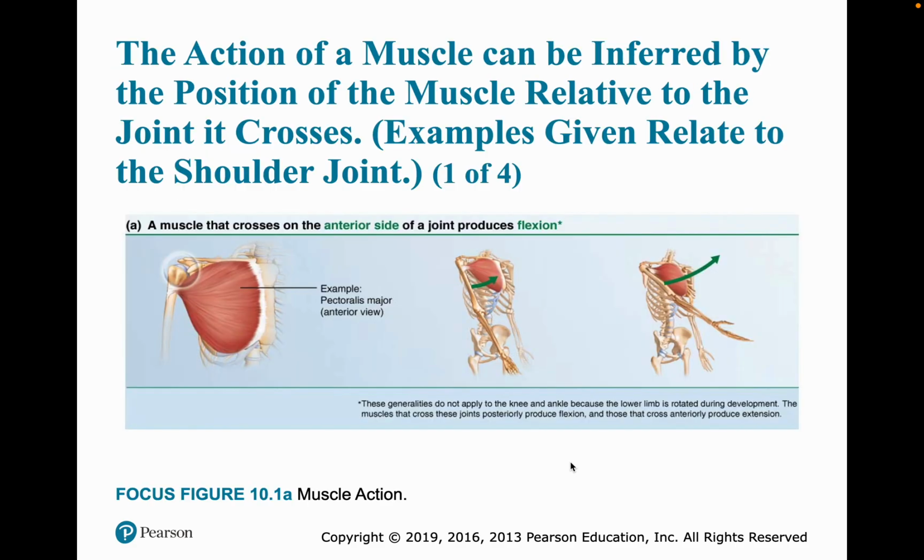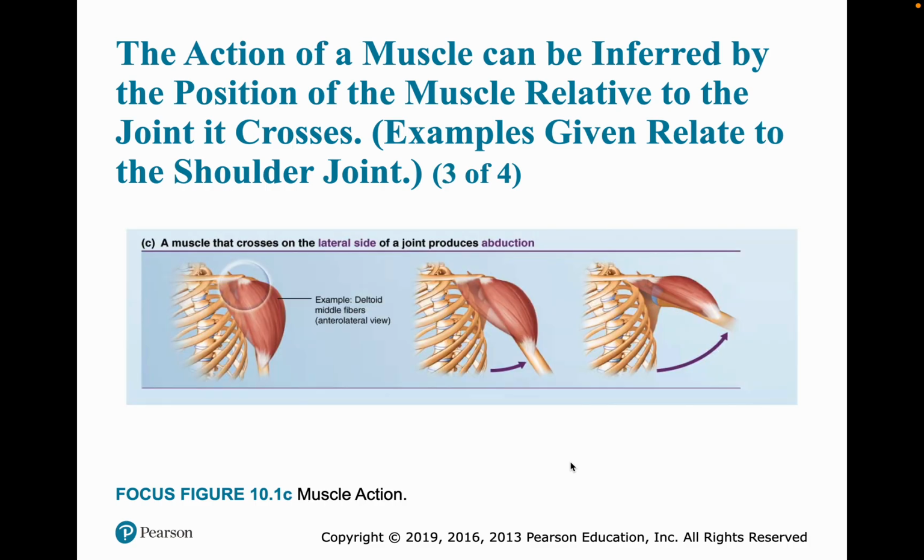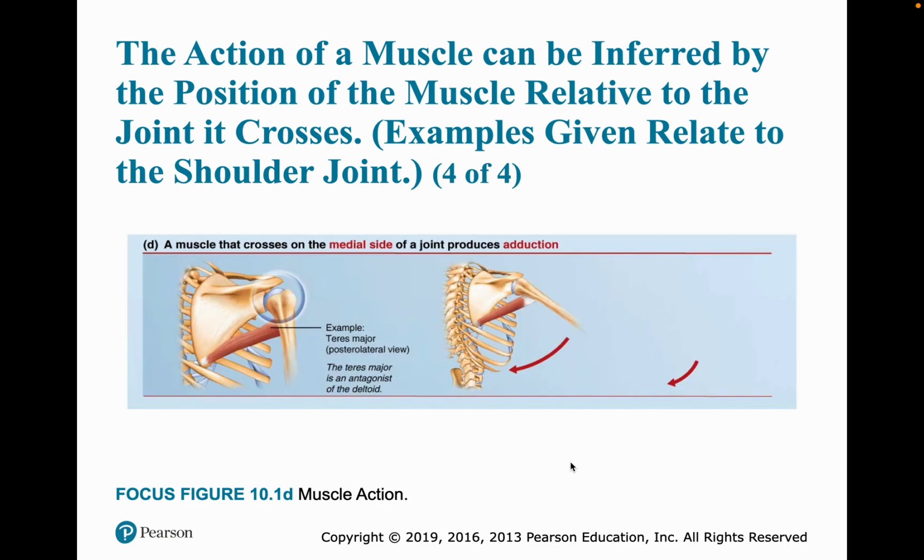These are going to give the prime movers a stable base on which to act. So we can infer from the position of the muscle relative to the joint it crosses. We can give you some examples in the shoulder joint, what kind of movement it would do based on where it is. So if it's on the anterior side of the joint, it's going to produce flexion. Posterior side would induce extension, just because of their positioning. Lateral side will do abduction, and medial side adduction.